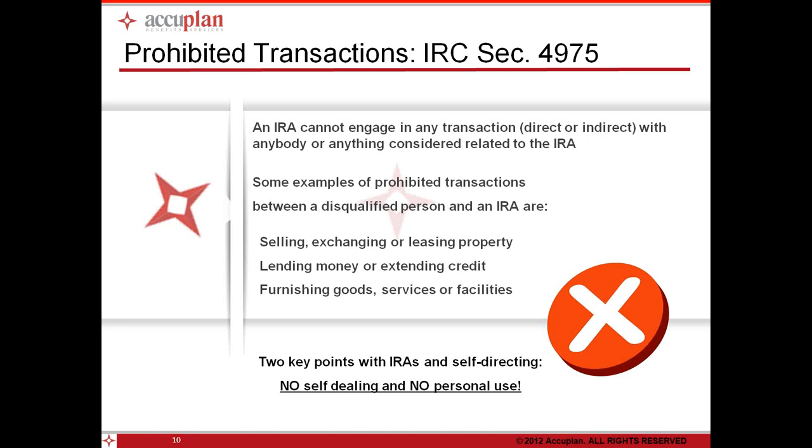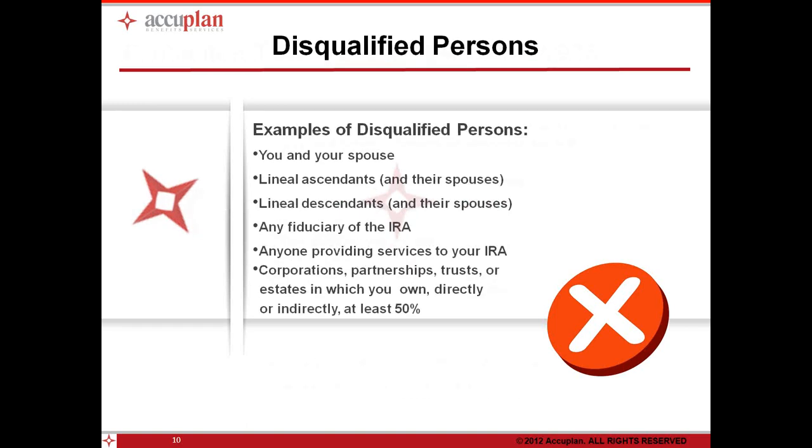Two key points with IRAs: no self-directing involving disqualified persons and no self-dealing. You cannot take personal possession or personally use any of the assets held by your retirement plan. It has to be distributed out of the plan in order for you to take possession, in which case it will be treated as a distribution and taxed as ordinary income. If you're under the age of 59 and a half, an early distribution penalty would apply. If you have any questions on that, feel free to give me a call, and I'll be happy to go into more detail on how that rule works.